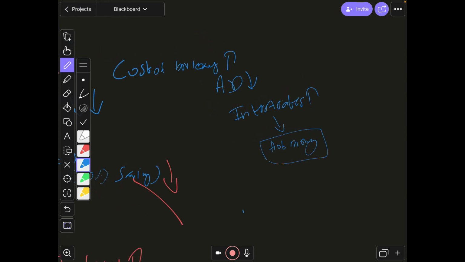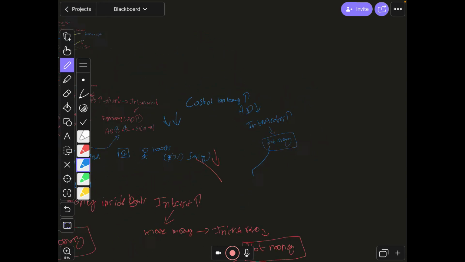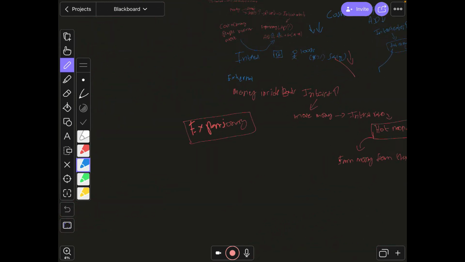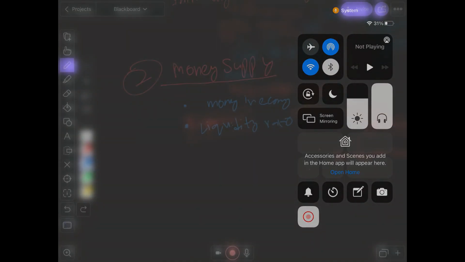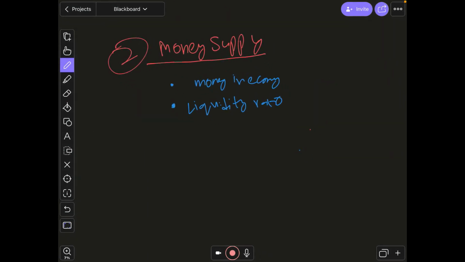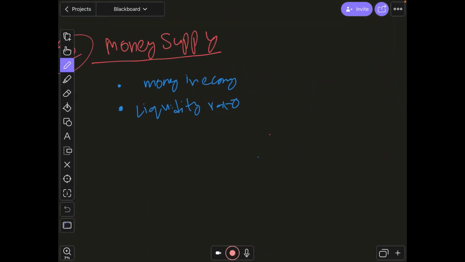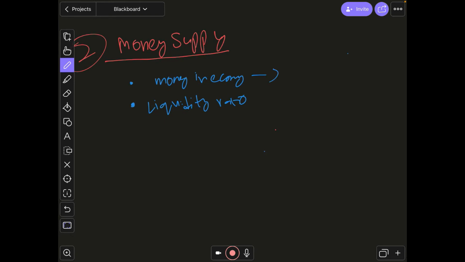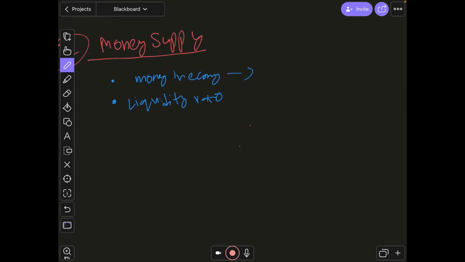Moving on, there is also another concept, money supply. And so what the government can do as well is either increase the money supply or decrease the money supply. Right. So the second tool of monetary policy is money supply. So it basically means money within the economy. So that's one thing to really think about.